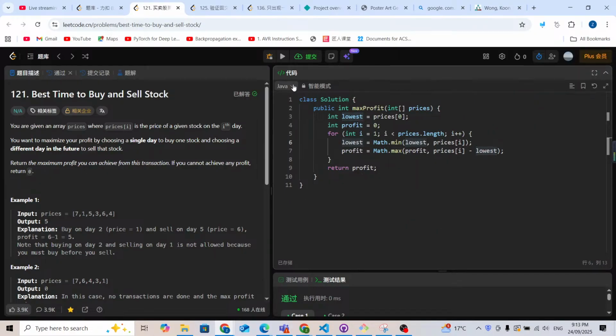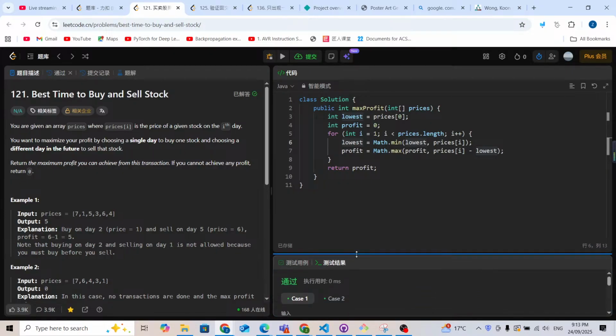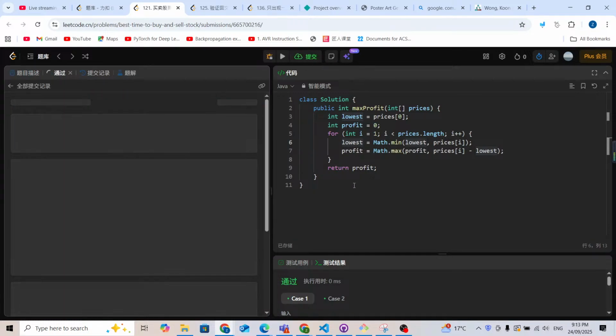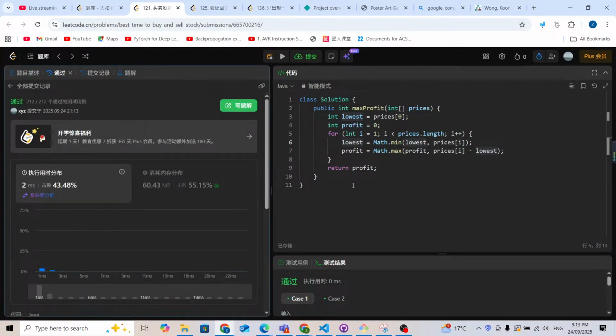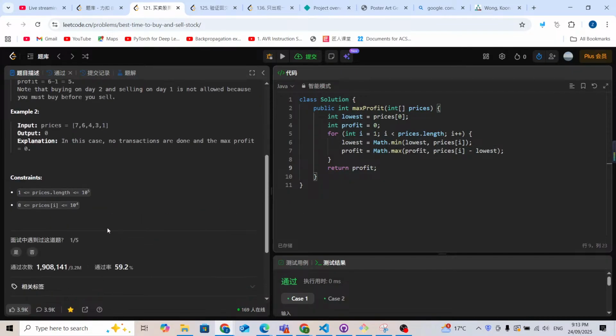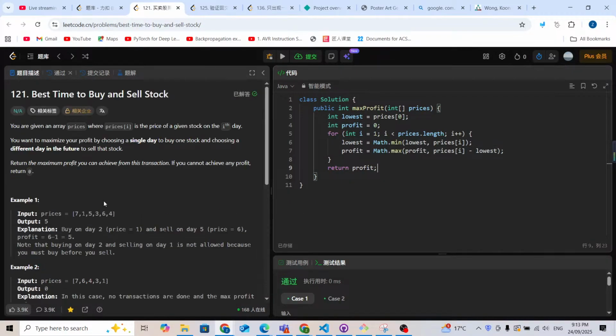Now let me run it to check if it works. As you can see, it works. Now let me submit it to check if it can pass all testing cases. As you can see, it passed all testing cases, and it's pretty fast. The time complexity is O(n), where n is up to 10 to the power of 5. Thanks for watching.